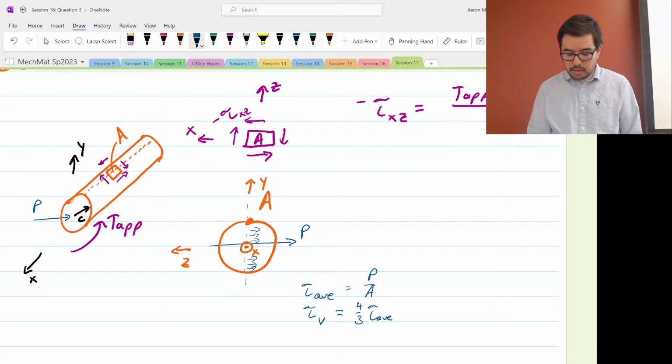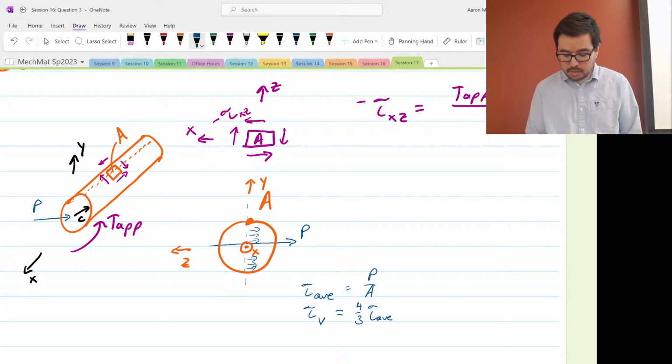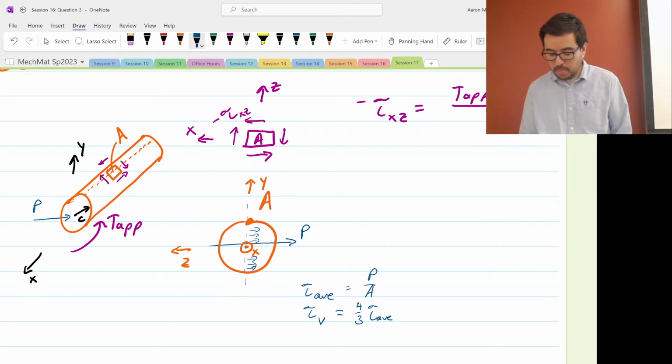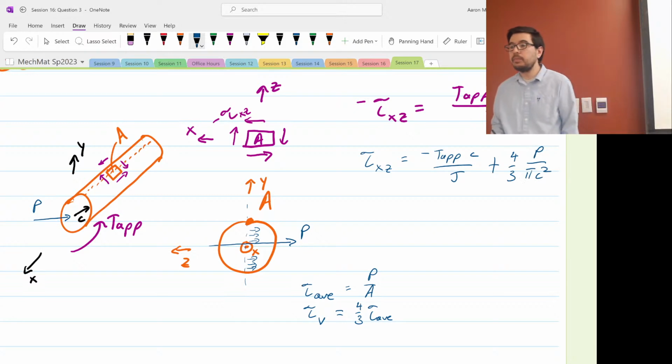So this element, all right, if I look at it, right, and this is, so this is now with Z facing that direction, right, that's going to be going in the opposite direction of what I have here. So this is X coming out, and then it's going in the opposite direction. So what we can write is that we have tau xz is going to be equal to this minus T-app C over J, but plus the 4/3 P over pi C squared. Yeah. And that's it.